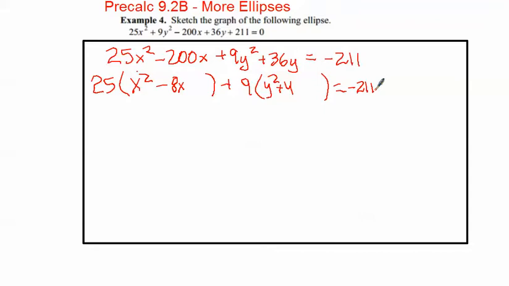So next step is just like when we were working with parabolas and completing the square. We're going to do the same thing. We're going to take b over 2, squared. So for this one, b is negative 8. So b over 2 is going to be negative 4, and we're going to square that. So we're going to add 16 to both sides.